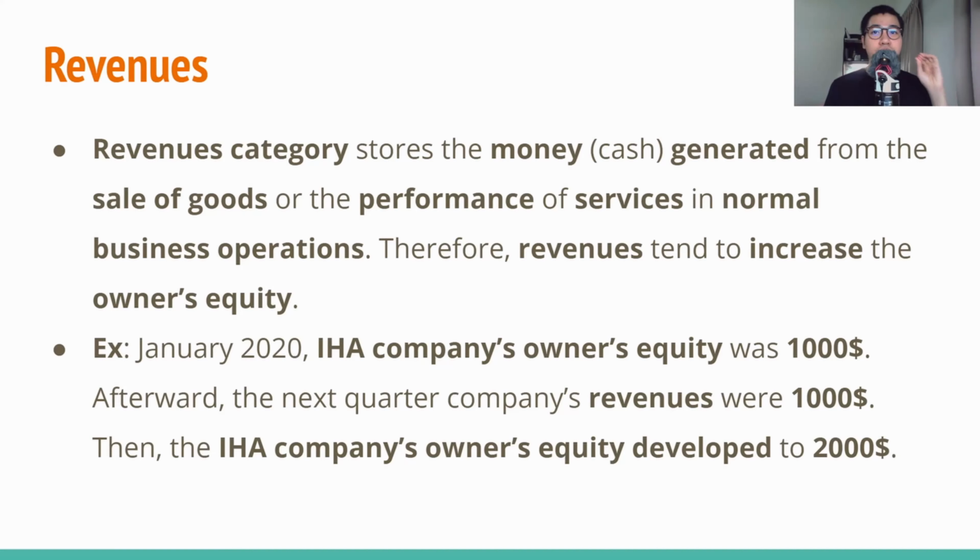That is easy. The third is the revenues category. I think the word revenues is already defined by itself. Of course, the revenues category records the money generated from the sales of goods or the performance of services in normal business operation. For example, you are the owner of the IHA restaurant. The money generated from selling food and drink to customers will be recorded in the revenues category. Therefore, revenues tend to increase the owner's equity. That is pretty straightforward, isn't it?